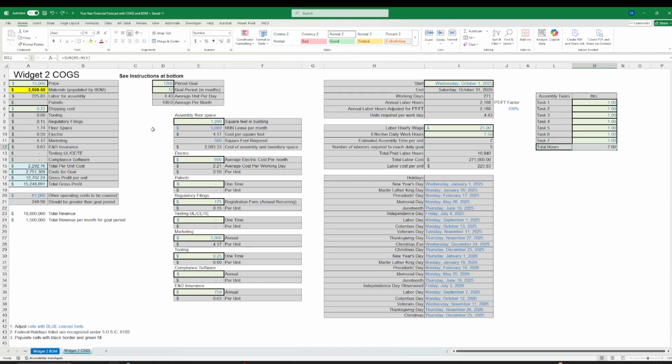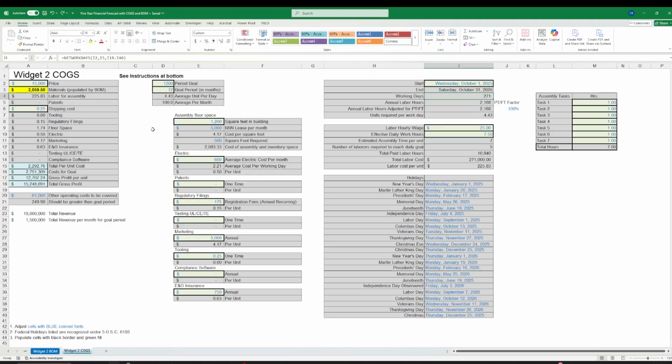So if you say it's going to take 7 hours to build each unit, that's loaded over here into estimated assembly time per unit. What you do up here is you put in the start date of the period. In this case, we're doing this on September 22nd, so this is going to start October 1st. We're going to start manufacturing these, and since the period is 12 months, we're going to go through October 31st, 2026.